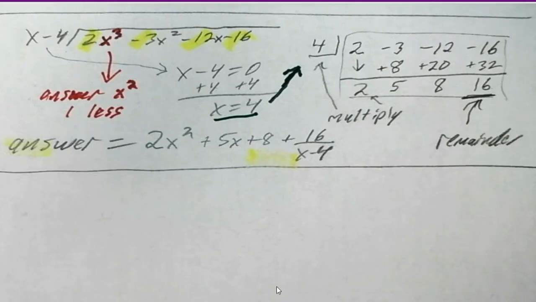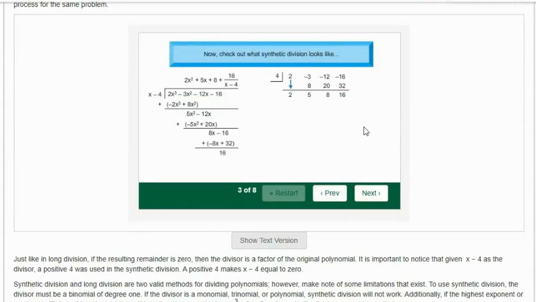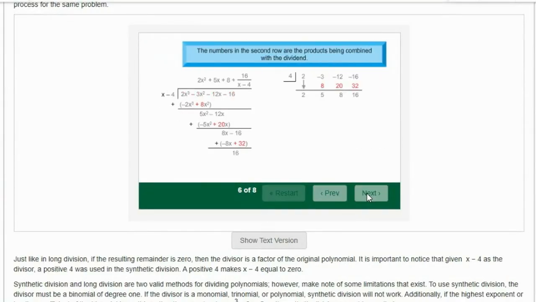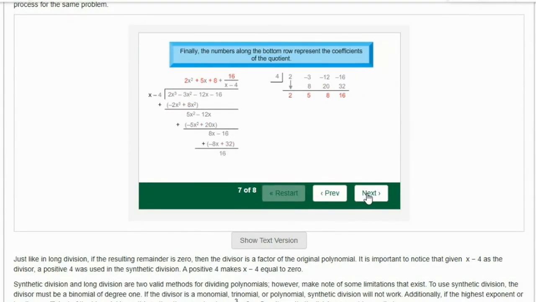Love synthetic division. I wish we could use it on every polynomial, but it only works when we have just an x, unfortunately. So they work through it all and get the, see, do they ever give us an answer? No, they stopped right there. 2, 5, 8, 16. That's all we had. 2, 5, 8, 16.